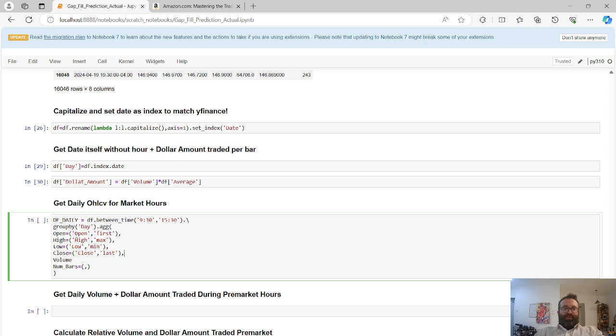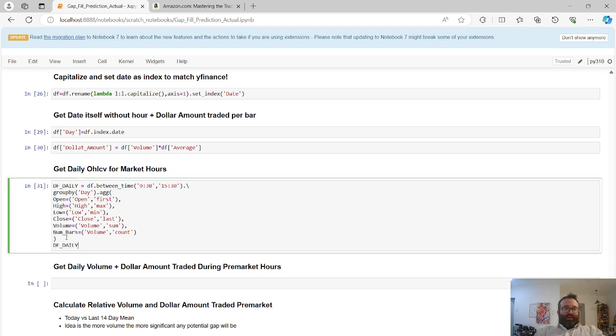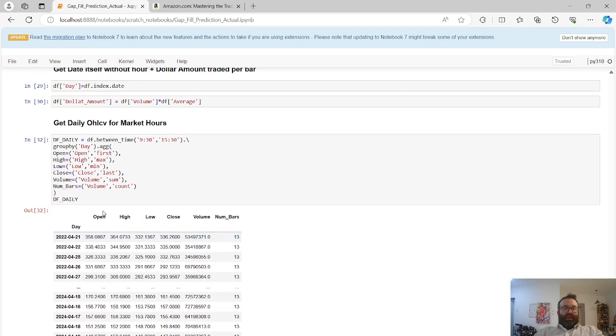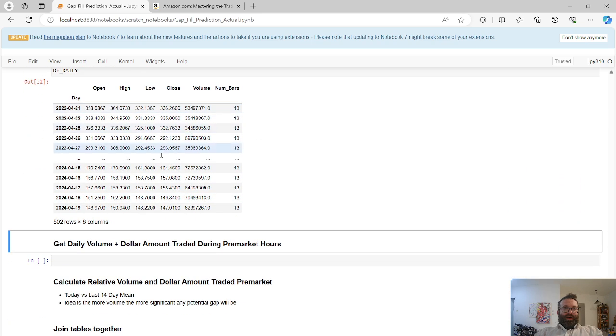Volume would be the sum of the volume of the bars in the interval, so I'll do sum. And then num bars would just be a count, so I'll do volume count. Something like that. Okay, so now I have this df daily. It looks like this. I have the day, and I have the open, high, low, close, volume and number of bars.